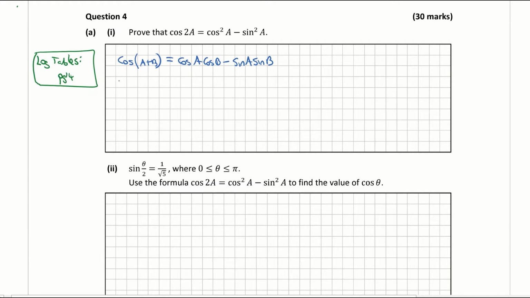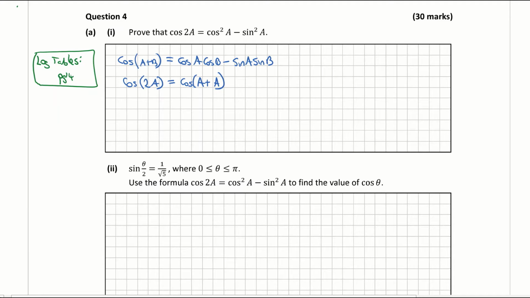Now think about this for a second. If we look at what they're asking us, cos 2A. Now 2A is the same as me just going A plus A. Sorry, I said B, but it should be A plus A. So 2A is the same as A plus A. Think about it like 2 fives is the same as 5 plus 5. It's 10. So that's the logic I'm using here.